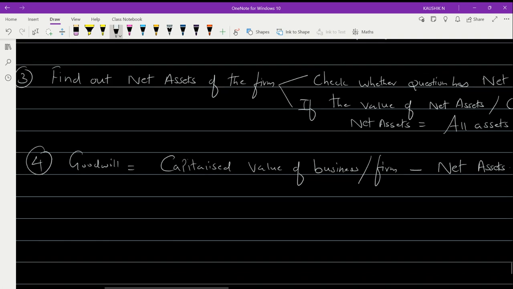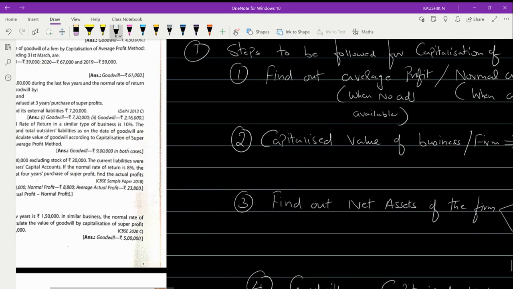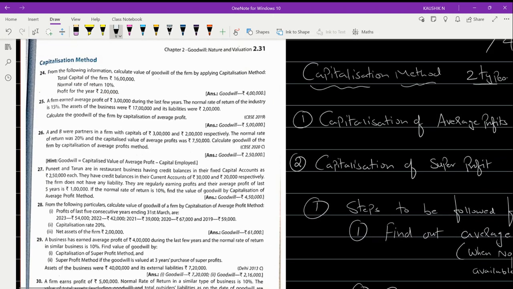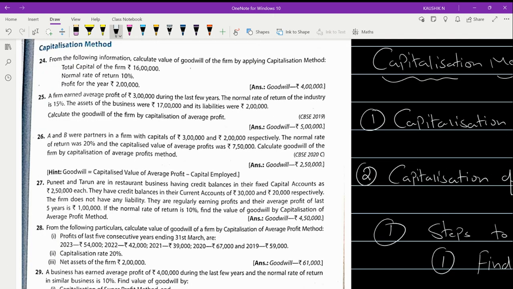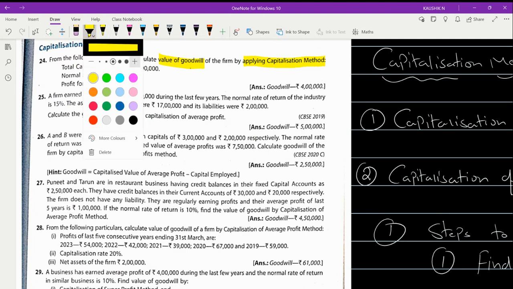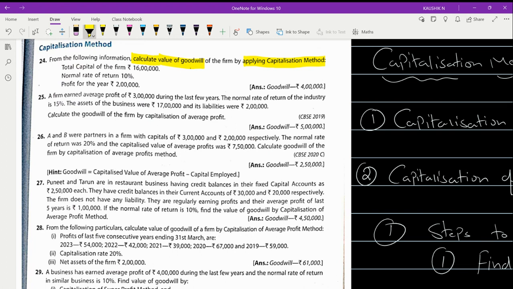Now shall we go on to the practical problem to understand this even better? Look at this capitalization method. What is the first question they have given you? From the following information, they have asked you to calculate the value of goodwill of the firm by applying the capitalization method. In the super profit method they mentioned it, but here they have not mentioned whether it's capitalization of average profit or capitalization of super profit. Let us try to understand which method the problem expects.